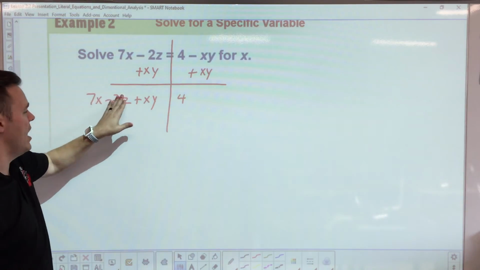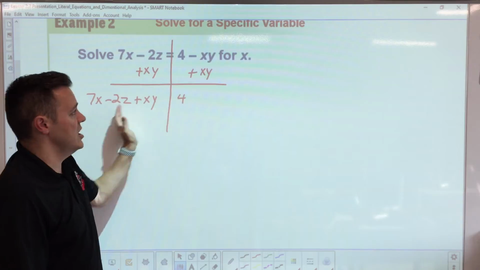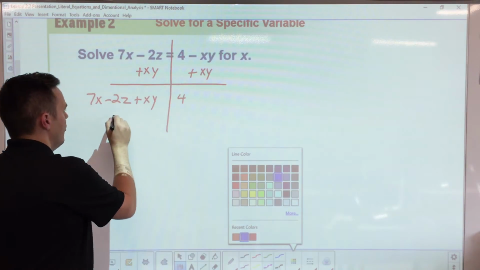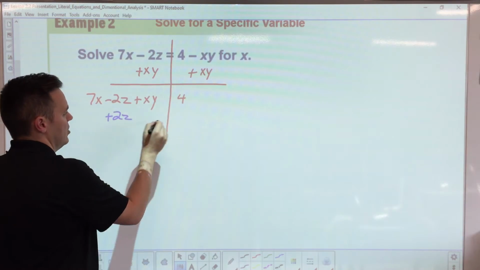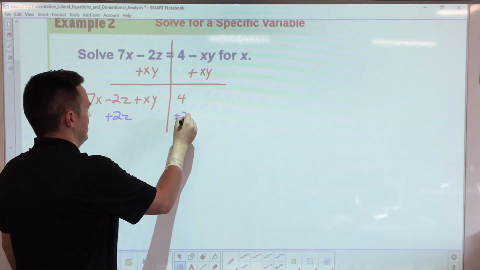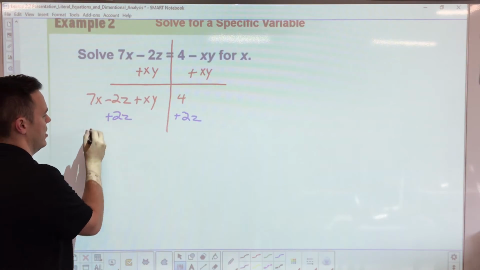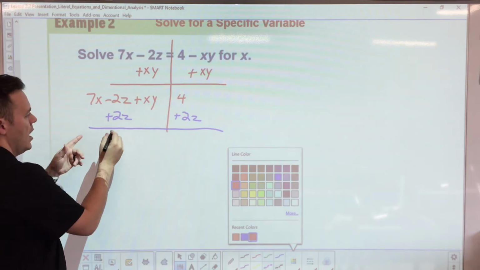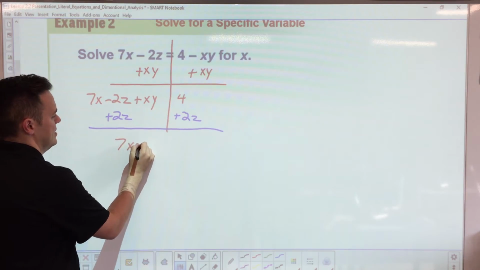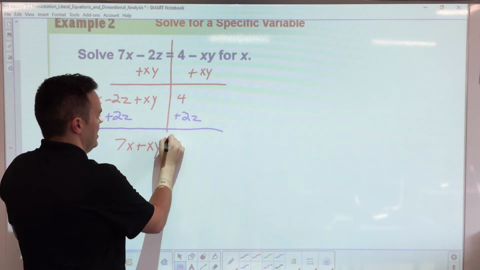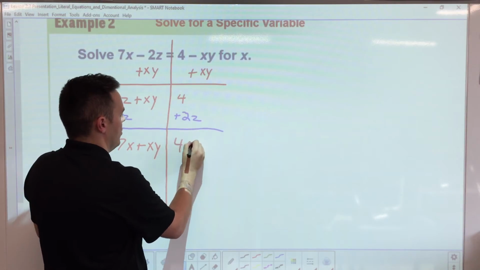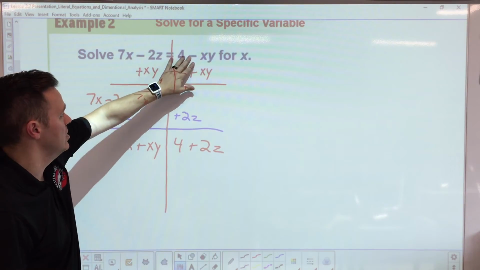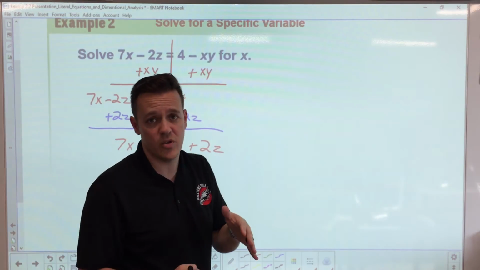Now, we still want to get everything that does not have an x with it to the other side. So now we have to add the 2z to both sides. Okay? Hopefully everybody's still with me on this and not like, oh my gosh, what are you doing? Did I say 2x? I meant 2z, sorry. Sometimes, like I said, going a little quick. But you guys see what I'm doing, right? And so now you have 7x plus xy, and drop this down, and you're left with what? 4 plus 2z. Hopefully everybody sees how we went from here to here, just by doing addition and subtraction, okay?